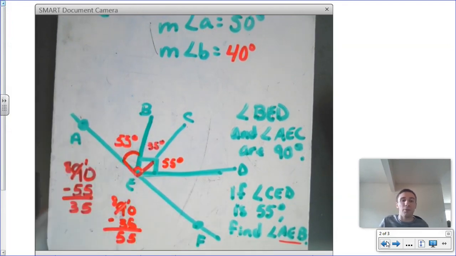Now, in this problem, I really did not have to use the rules for angles on a line. This one was really testing my ability to remember how many degrees are in a right angle, and can I apply that property in a complex problem?